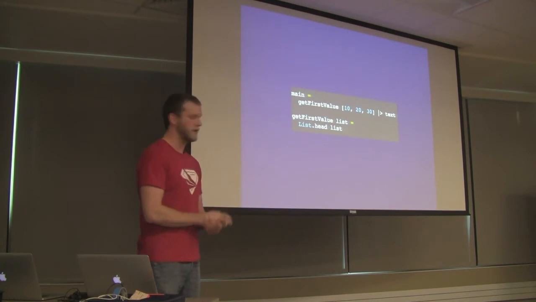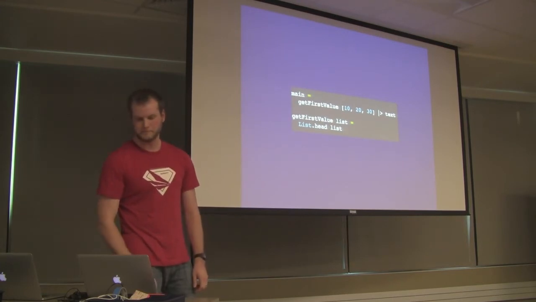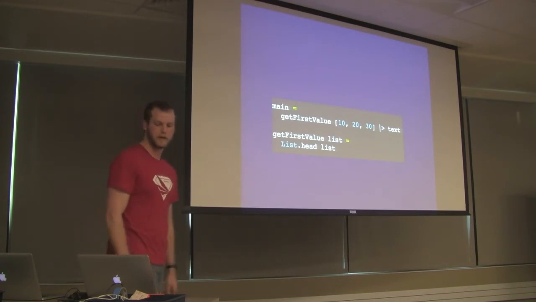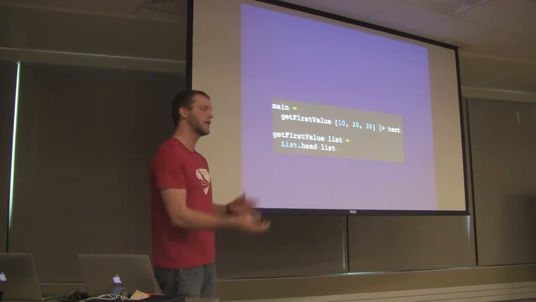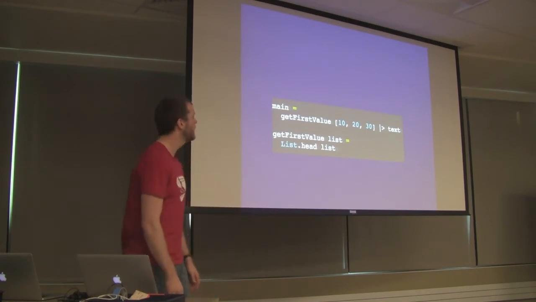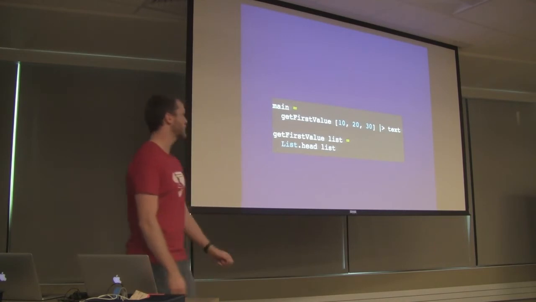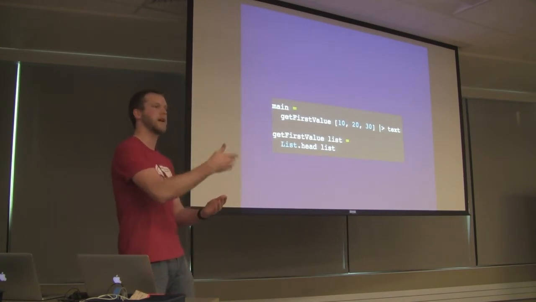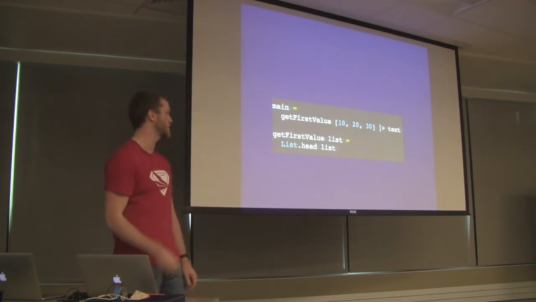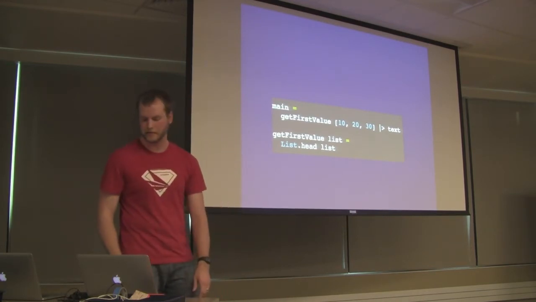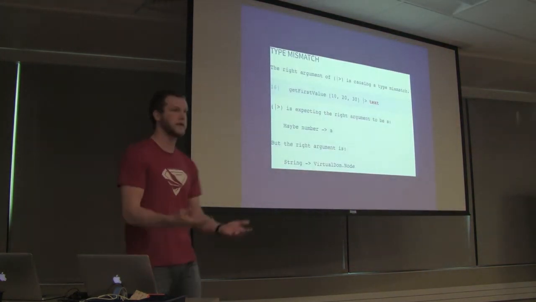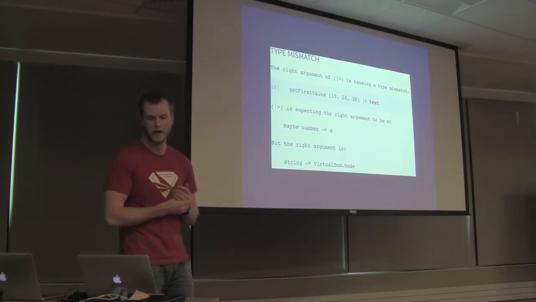So here's a very simple Elm application. Let me blow it up a little bit. So I have a main application that calls get first value, passing in a list, takes the return value and pipes it into a core function called text that returns virtual DOM. And so you see our implementation of get first value, it accepts a list and calls list.head on it. So it returns the zeroth item of that list, so item at index zero, and it should display to the screen. And if we try to compile this, this actually is not a valid Elm application.